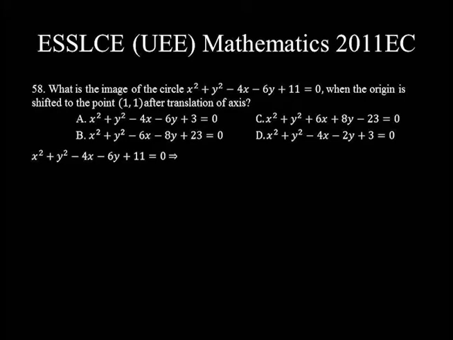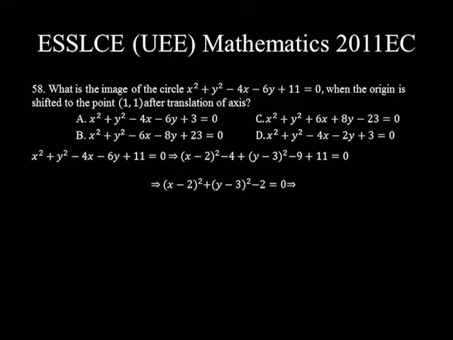This implies x minus 4 over 2 is 2, that's 2 square, minus the square of 2 which is 4, plus y minus 6 over 2 is 3, the whole square, minus the square of 3, that's 9, plus 11 is equal to 0. This implies x minus 2 the whole square plus y minus 3 the whole square, minus 4 minus 9 is minus 13, minus 13 plus 11 is minus 2, which is equal to 0.